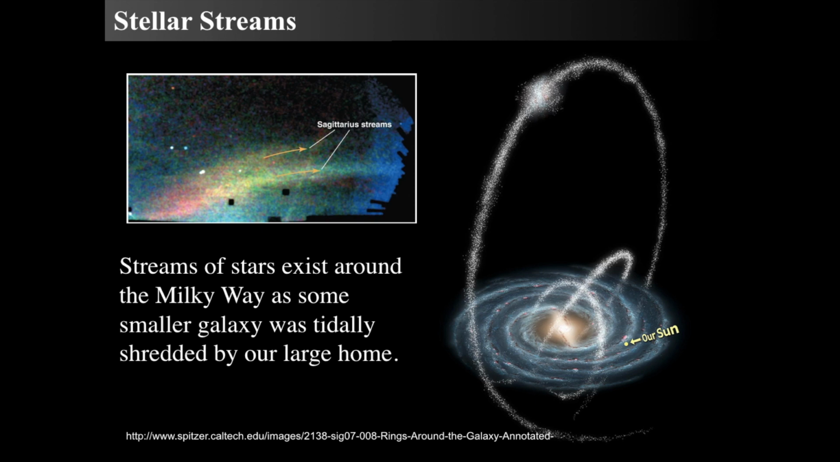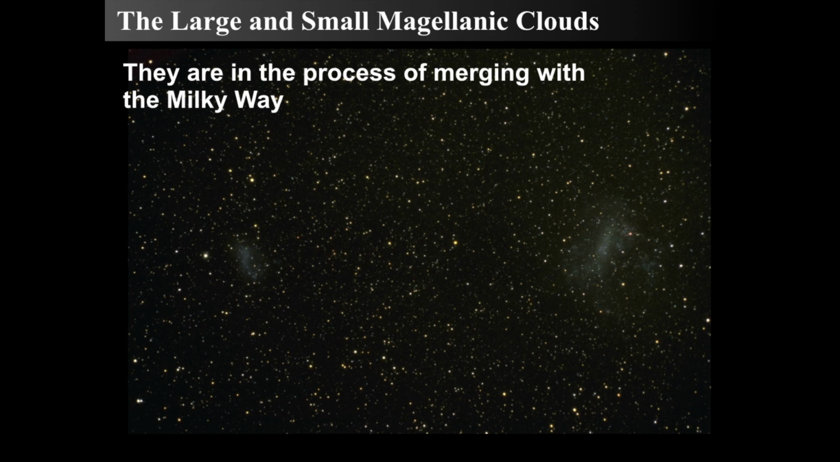And so the Spitzer Space Telescope was able to use infrared view to actually find these stellar streams that orbit our Milky Way. And these stellar streams are thought to be the remnants of dwarf galaxies that have collided with our Milky Way. And in fact, the large and small Magellanic Clouds are in the process of merging with the Milky Way, and dynamically they will merge with the Milky Way in the future.